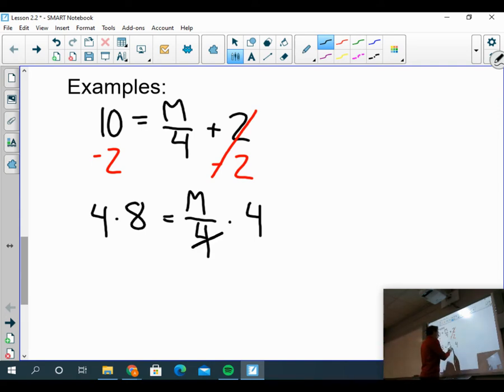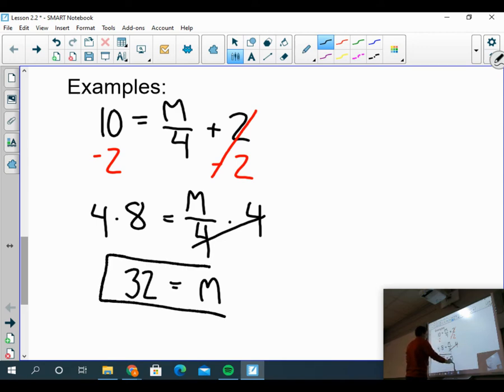What that will just leave me with, again, I'm just doing the shorthand here. I've shown the math earlier as to why 4 times m over 4 equals just m. Again, they're inverse operations. And again, if you want to see the math, look back in a previous video. 4 times 8 is 32, and I find out that m equals 32.